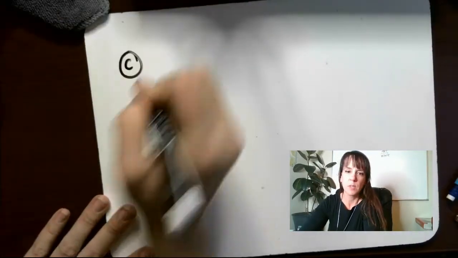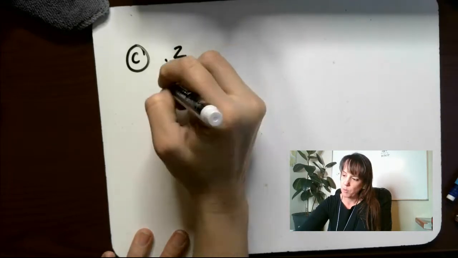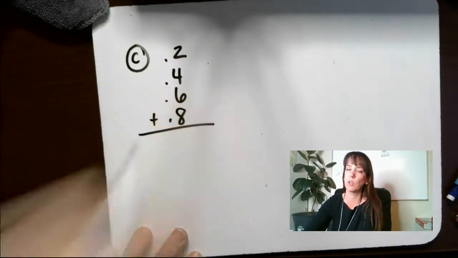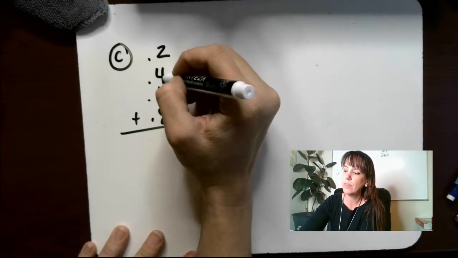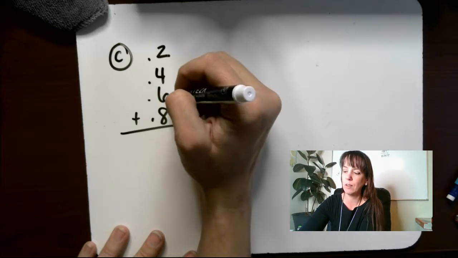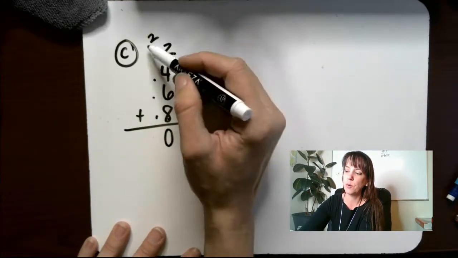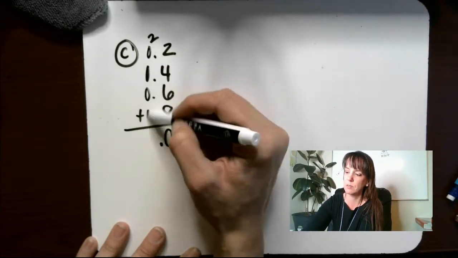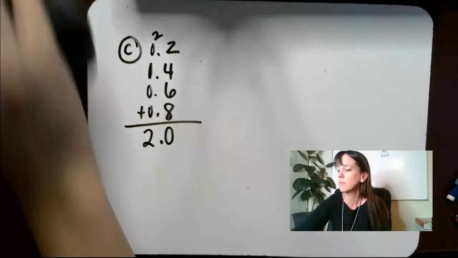C. Let's see. 0.2 plus 0.4 plus 0.6 plus 0.8. Notice I'm writing all these vertically, even though they're horizontal in the book. It's totally fine. Okay, 2, and that is going to be 6. 12 plus 8 is 20. 0. Carry the 2. Bring your decimal down, and then 2 plus 0, 0, 0, 0 is going to give us 2.0 or just 2, right?